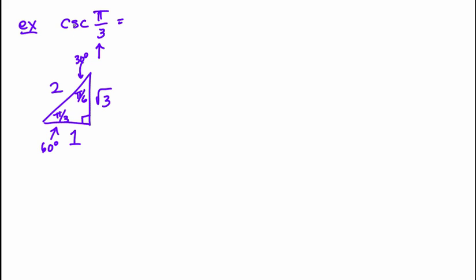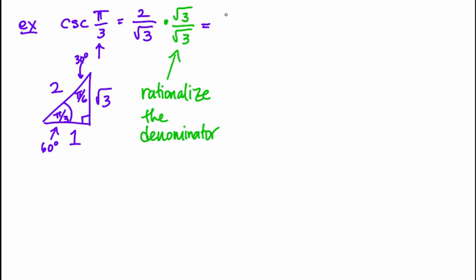So cosecant is the reciprocal of sine, and sine from the 60 degrees would be root 3 over 2, so cosecant is 2 over root 3. Now generally we don't want to have a square root on the denominator, so we rationalize the denominator, and we get a final answer of 2 root 3 over 3. Let's take a look at another example.